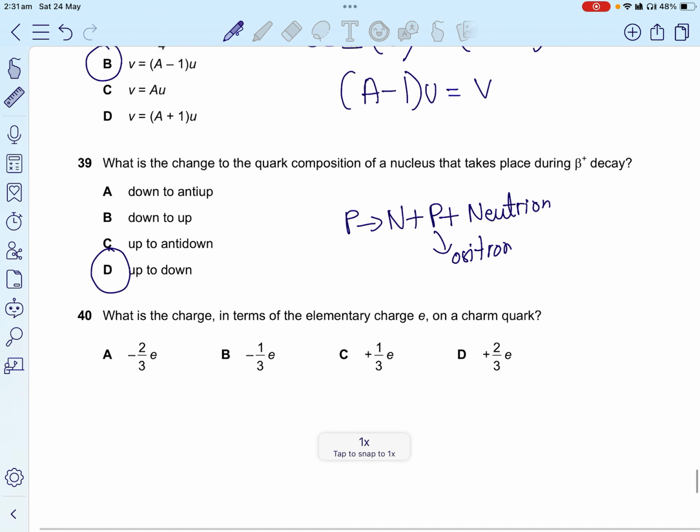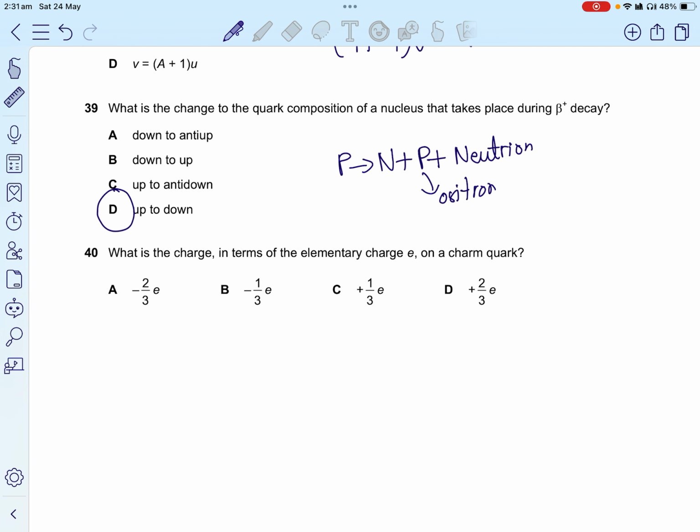39D. Last question. What is the charge on a charm quark? A charm quark basically has a charge of 2 by 3, similar to that of a top and an up quark. And with this, we have come to the end of this paper.